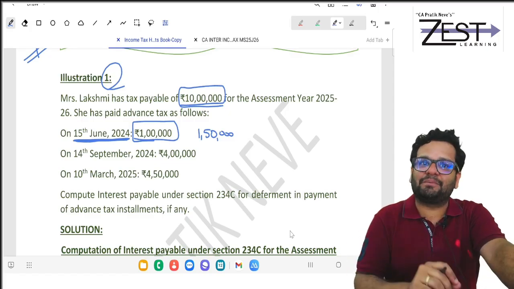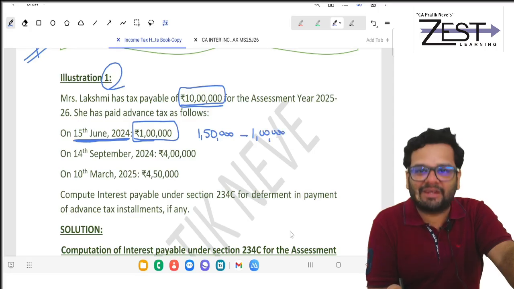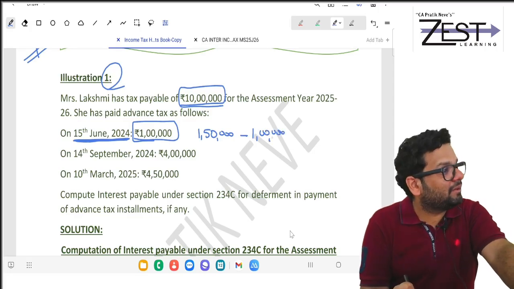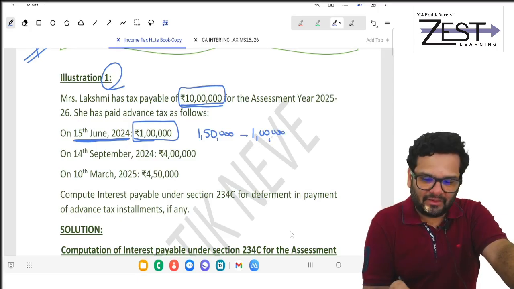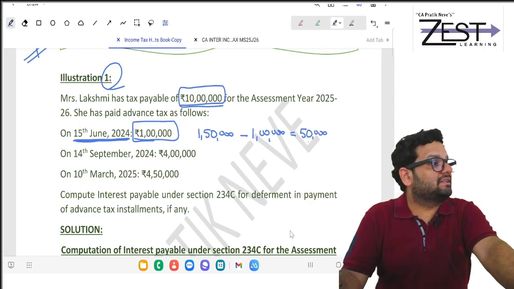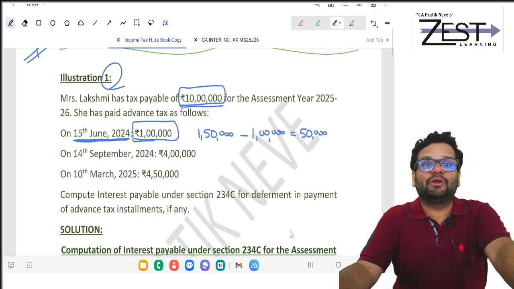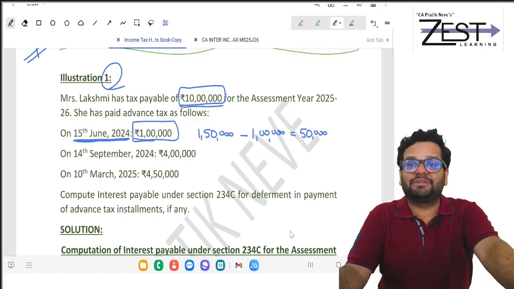Now when interest is applicable, it will be applicable on 1,50,000 minus 1 lakh, not 1,20,000 minus 1 lakh. What is the amount on which interest is applicable? 50,000. Take on your calculator 50,000 into 1% into 3 months. Don't do 3 by 12. It is 1% per month.